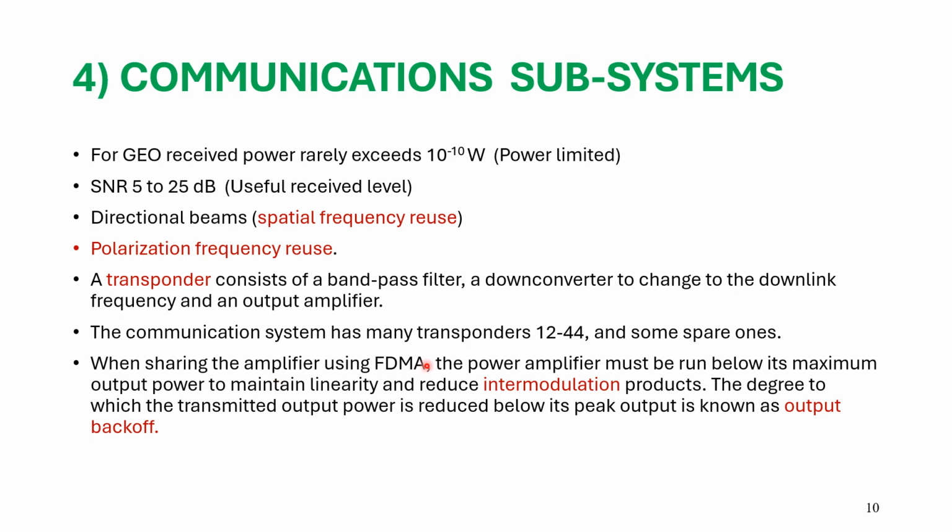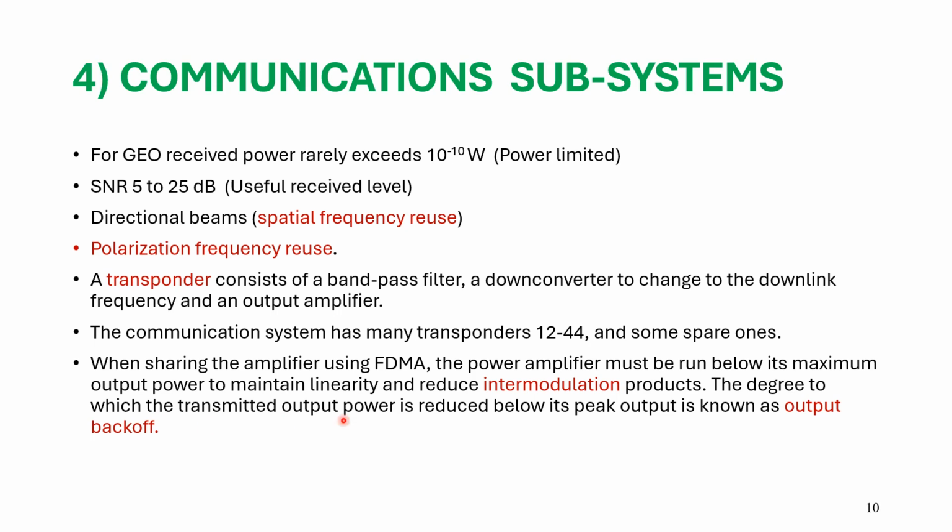When sharing the amplifier using frequency division multiple access, the power amplifier must be run below its maximum output power to make sure that we don't have intermodulation. Those amplifiers are nonlinear, which means they could give you product terms. Remember that cosine times cosine gives you cosine of the sum and difference. These are intermodulation terms, or cosine squared gives you 1 plus cosine of double the angle. Whenever we have this squaring or multiplication, we get intermodulation. You don't want frequencies that are not intended. So if you operate your amplifier at high power, you get nonlinearity and you get into trouble.